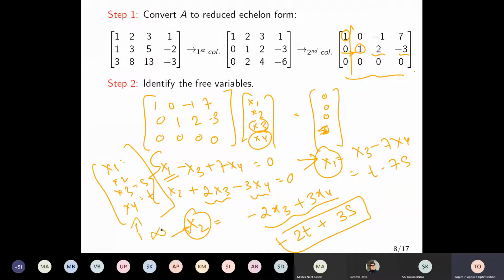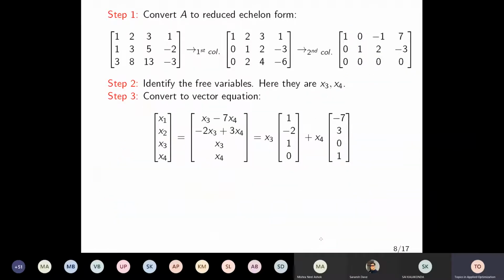So there are infinitely many solutions, and it's infinite because you had the free variables that allowed you to choose arbitrary s and t. So this is the way to solve. This is the way to get the null space. Okay, so let us see this.